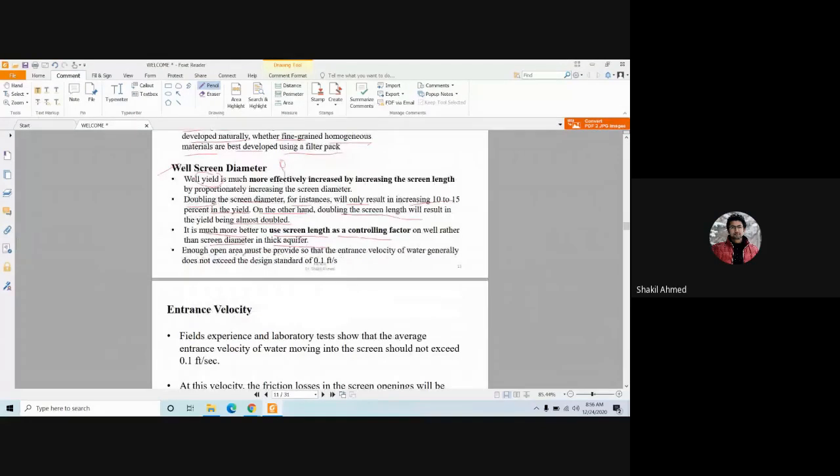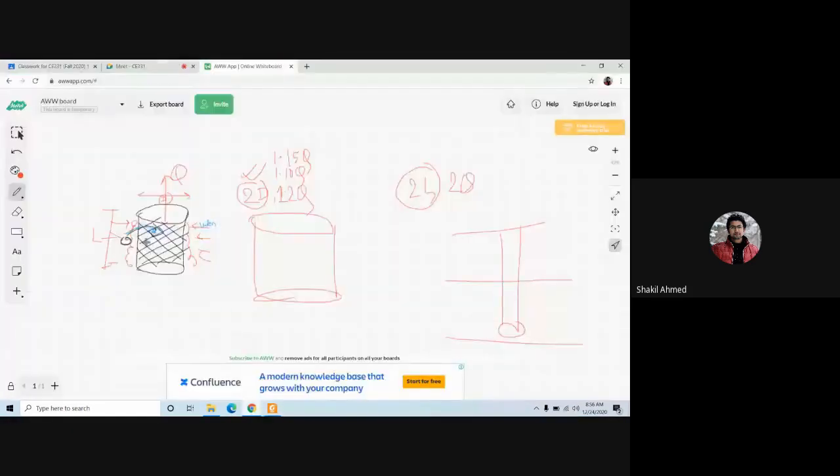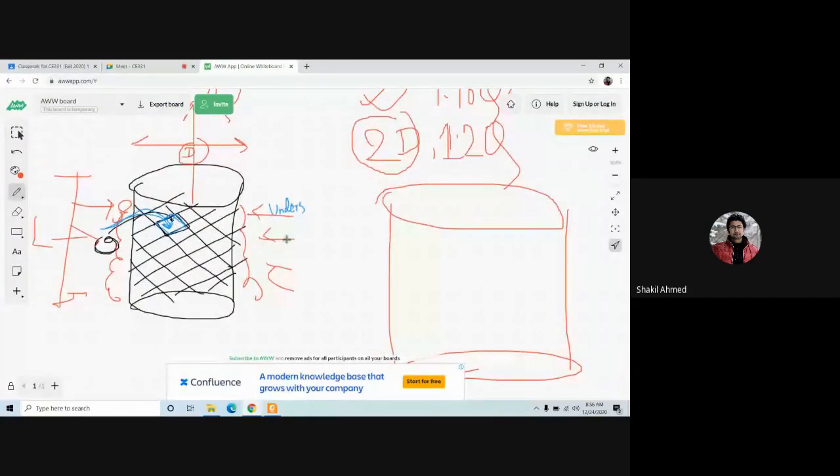Enough open area must be provided so that the entrance velocity of the water generally does not exceed the design standard of 0.1 feet per second. Why? Entrance velocity, what is entrance velocity? That means the velocity at which the water enters into the screen slot opening. That's the entrance velocity, V. Now, lab experiments and research show that this should be 0.1 feet per second. Why?